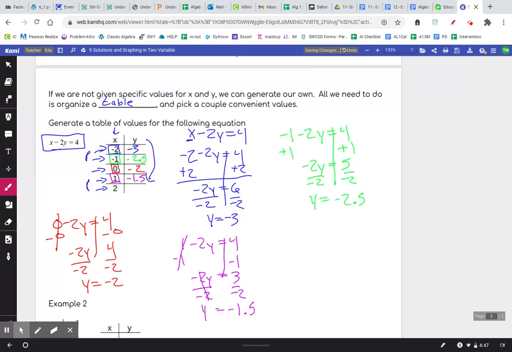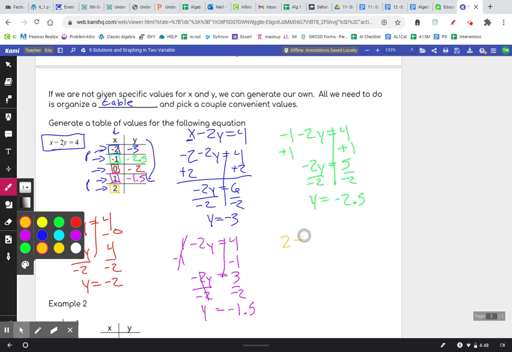And last but not least, what color do we got here? Let's rock a nice, beautiful gold. Here we go. I see that we're going to plug a +2 in right here. Here's our +2. So now I have 2 minus 2y equals 4.